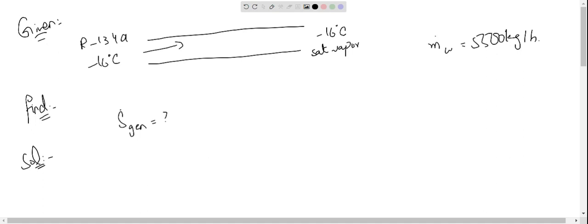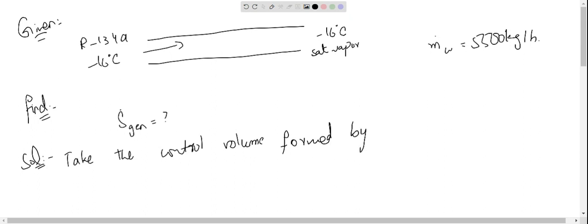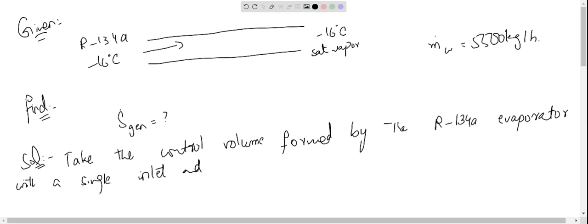First of all, we take the control volume formed by the R134a evaporator with a single inlet and a single exit as the system.